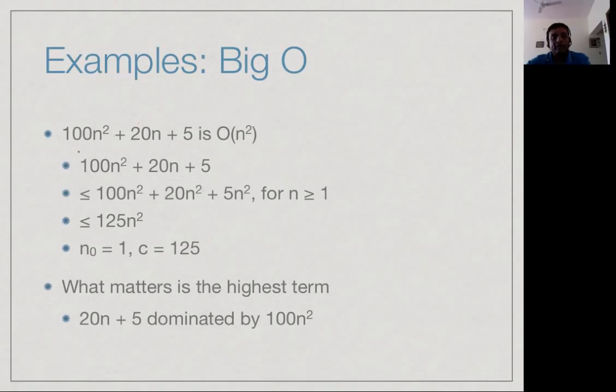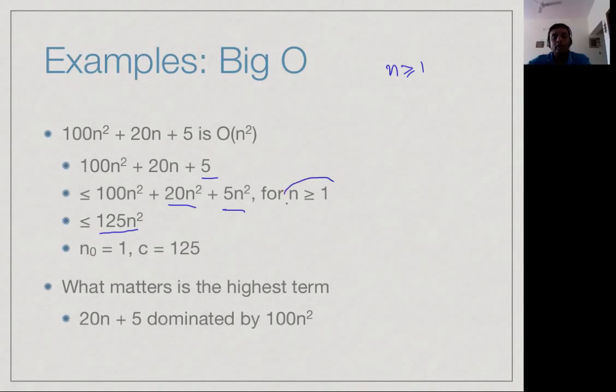Let's look at another example. Suppose we look at 100n² + 20n + 5. Assuming that n is bigger than 1, we know that we can multiply by n and it will not get any smaller. So 20n will be dominated by 20n², and 5 will be dominated by 5n². So I now have 100n² + 20n² + 5n², which is bigger than my original function, 100n² + 20n + 5. Combining these, I get 125n².